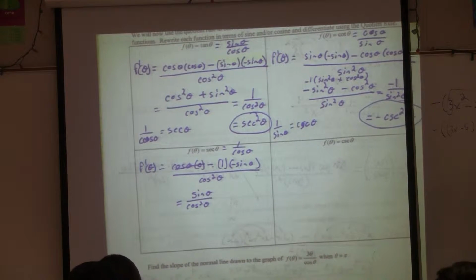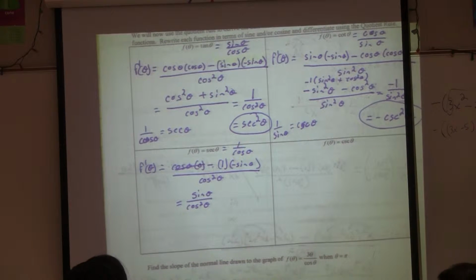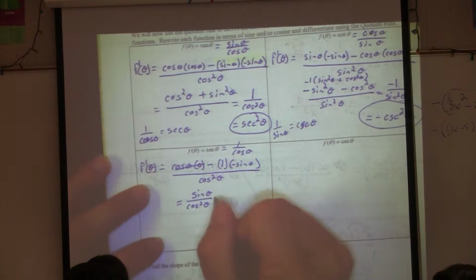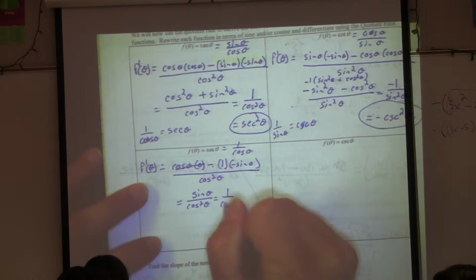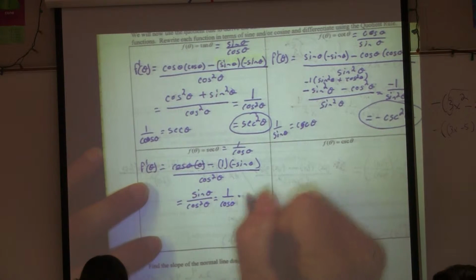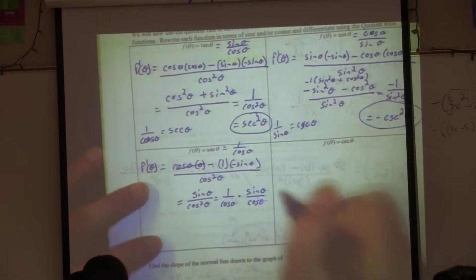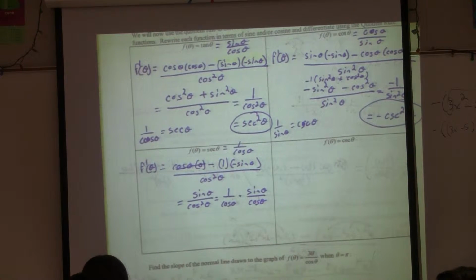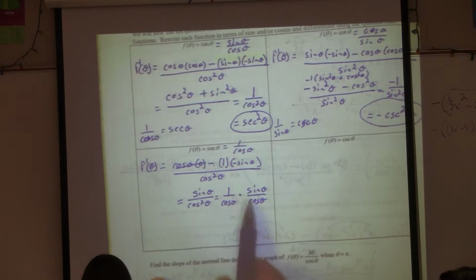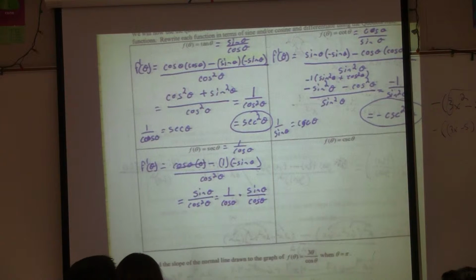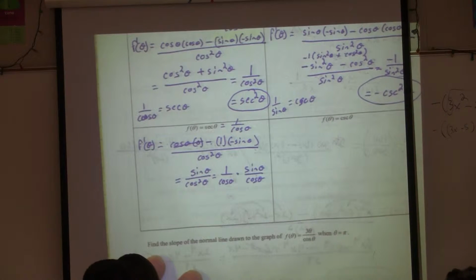Tangent of theta times secant of theta? How did you do that? You just break it, separate them. So I could do this, like 1 over cosine times sine over cosine? Yeah? Are these two the same things? Yeah, 1 times sine is sine, cosine times cosine is cosine squared. I just separated it so I could figure out which trig function they're equivalent to, right?